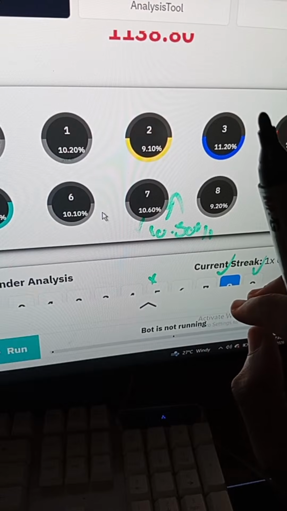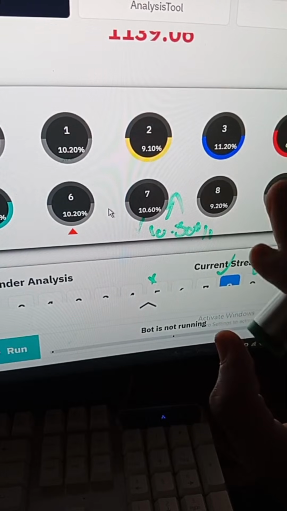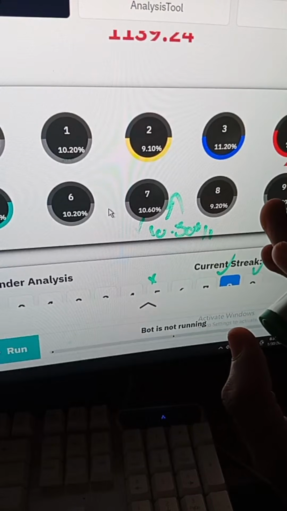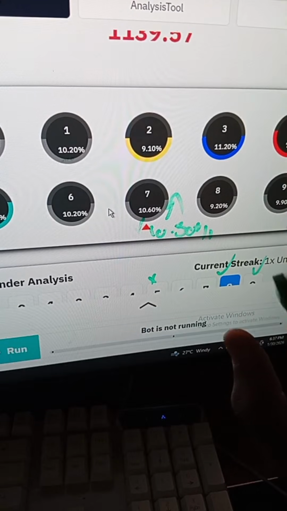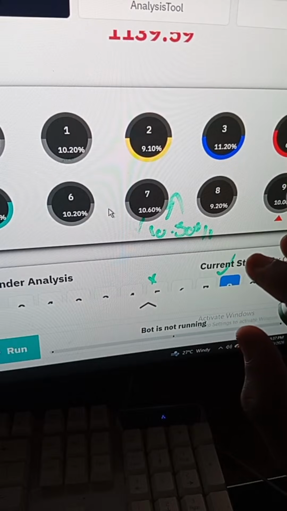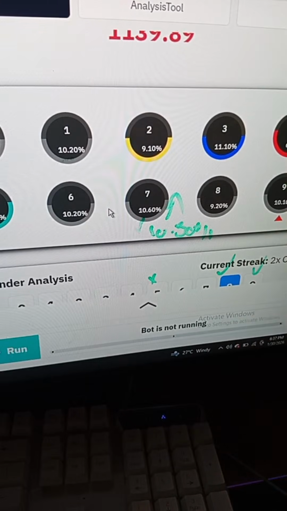Are there Deriv prop farms? No, I don't think so. In binary, we do not have such things a lot. Most of these are actually found on Forex. As I told you, binary is relatively a new area. Forex has been there for tens and tens of years, but binary is relatively new. So it is not there, but if I hear something about it, I'll let you know.